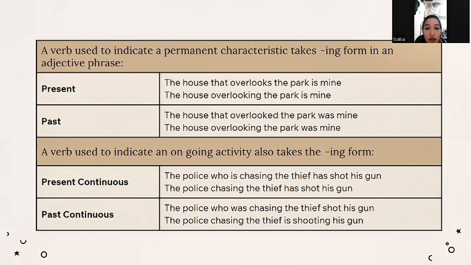A verb used to indicate an ongoing activity also takes the -ing form. Present continuous: The police who is catching the thief has shot his gun. The police catching the thief has shot his gun. Past continuous: The police who was chasing the thief shot his gun. The police chasing the thief shot his gun.